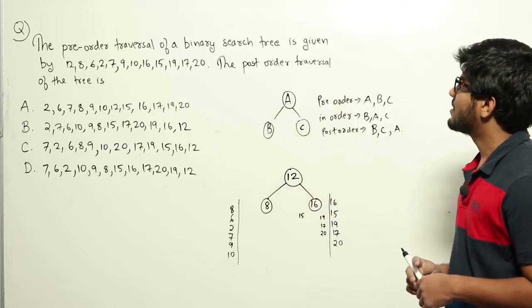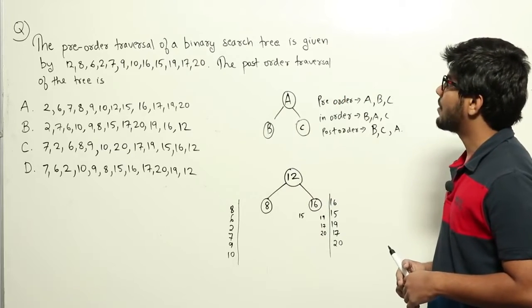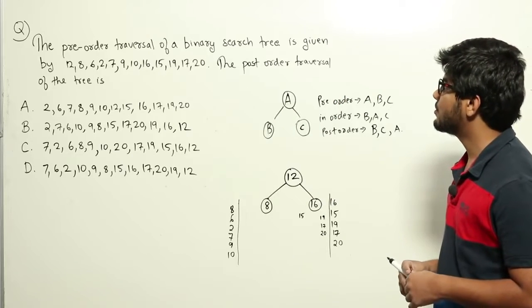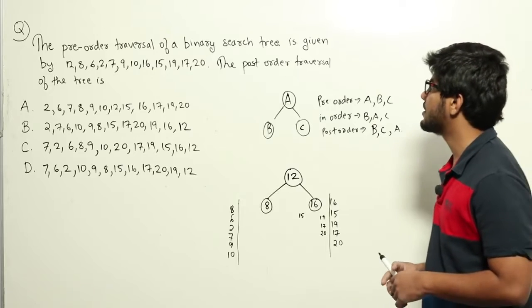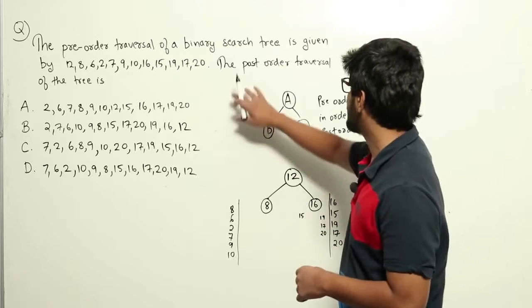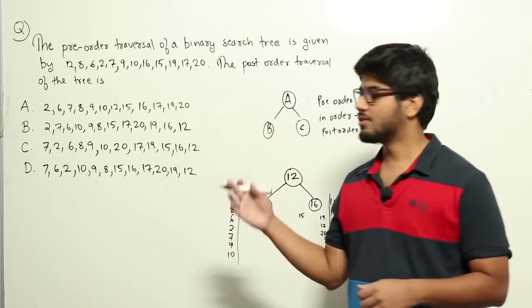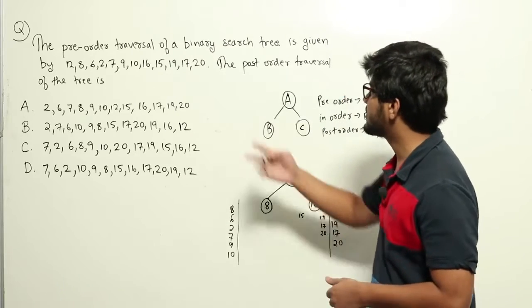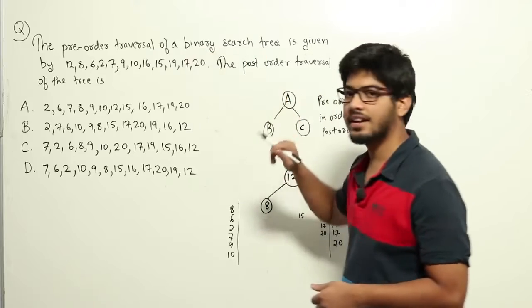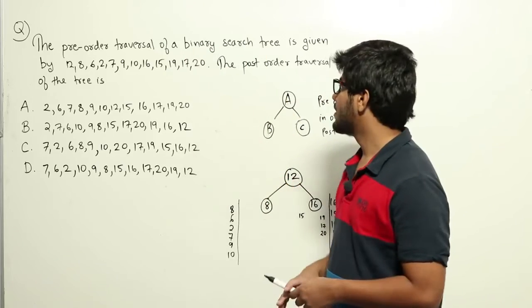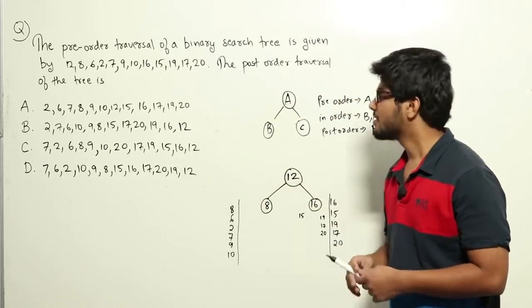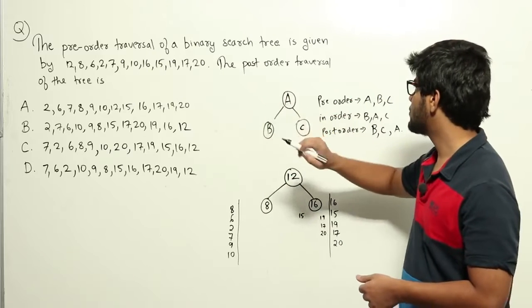The pre-ordered traversal of a binary search tree is given by 12, 8, 6, 2, 7, 9, 10, 16, 15, 19, 17, 20. The post-ordered traversal of the tree is, and we have been given 4 options here. So this is a question from data structures regarding binary search tree and the pre-order traversal, in-order traversal, post-order traversal, etc. So what is post-order traversal?